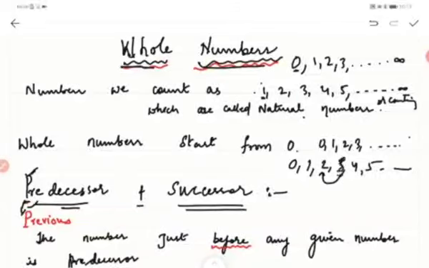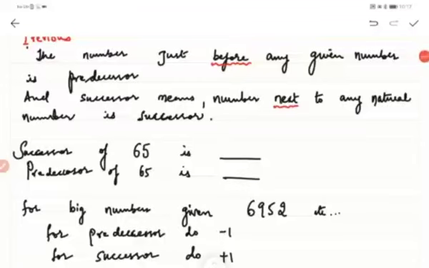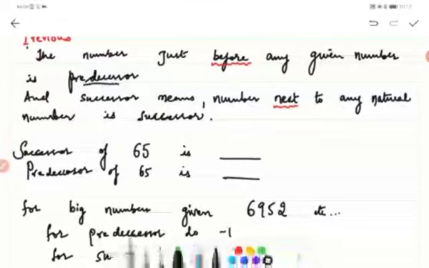On the other hand, the successor of 3 will be 4. Successor means the immediate next number. So successor is moving forward to the right side, and predecessor means the previous one, the back number. Just remember that predecessor starts with P, which means previous. The number just before any given number is the predecessor, and the number next to any natural number is the successor.